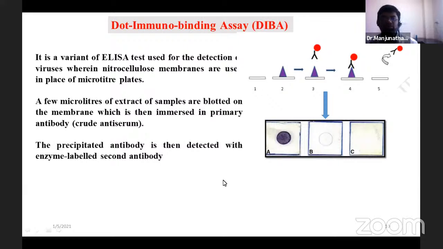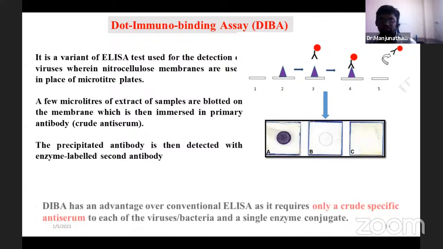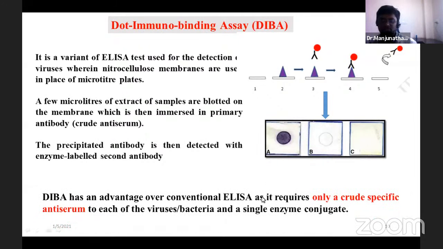The main advantage of DIBA is that a few microliters of extract sample is sufficient to detect the presence or absence of the pathogen. As I mentioned, DIBA has an advantage over conventional ELISA. It requires only crude specific antiserum to each of the viruses or bacteria and a single enzyme conjugate.